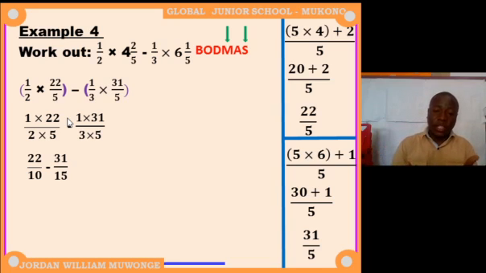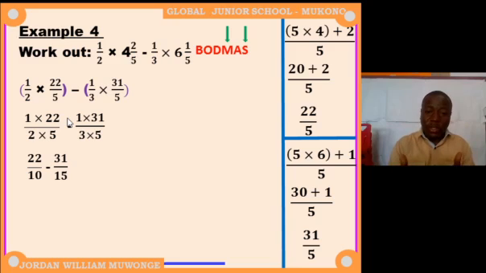But remember that the 2 fractions we are having, 22 out of 10, take away 31 out of 15, have different denominators. Therefore, what are we supposed to do? Someone has whispered to me, yes, let's find the LCM. Good. Let's find the lowest common denominator.